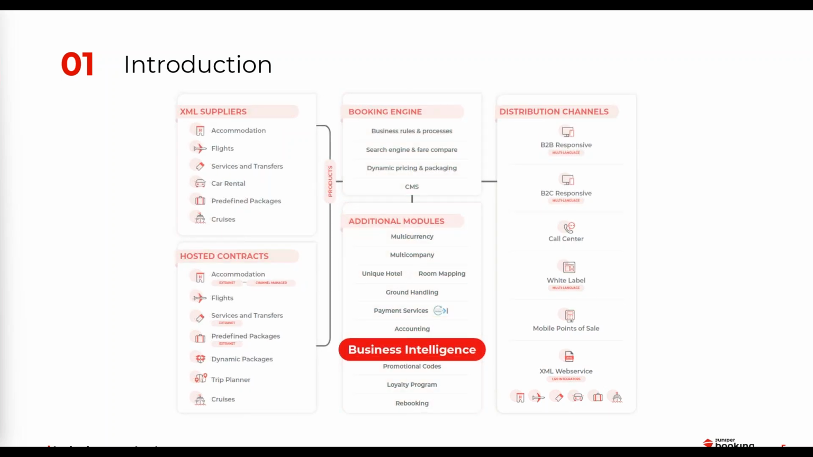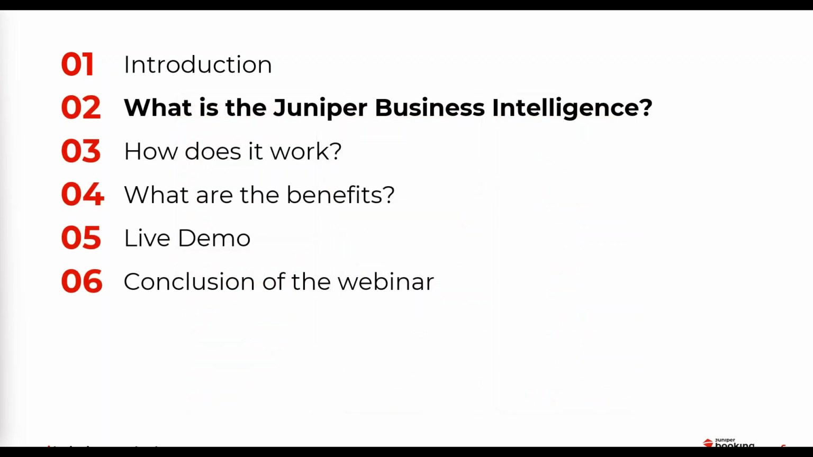In the case of the Juniper Business Intelligence, we can see here from its location in the diagram that it is an additional module to those included in the booking engine. Let's start. What is the Juniper Business Intelligence module?